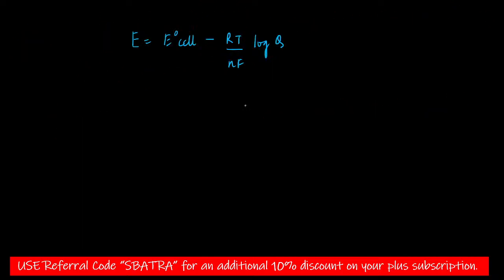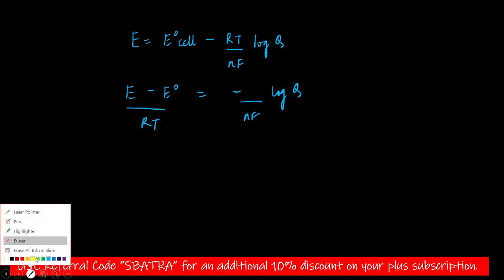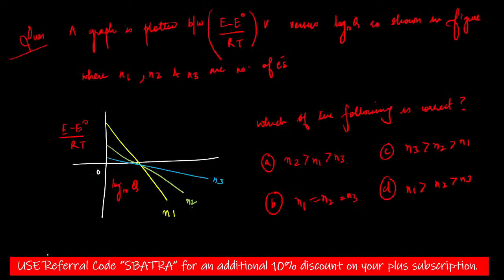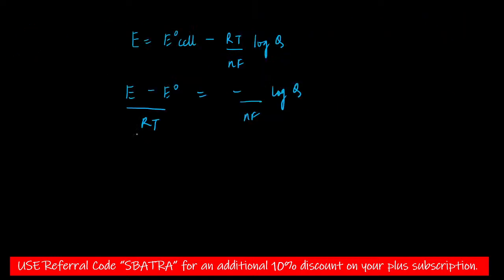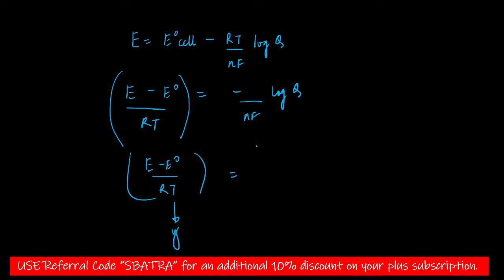(E minus E naught) by RT is your y-axis. So (E minus E naught) by RT is equal to (E minus E naught minus RT by nF log Q) divided by RT. I'm going to cancel this RT over here, so this would be minus 1 by nF log Q. Now we have to plot (E minus E naught) by RT versus log Q. So if this is your y-axis, it is minus of 1 by n, which represents your number of electrons. So 1 by nF is nothing but your slope.